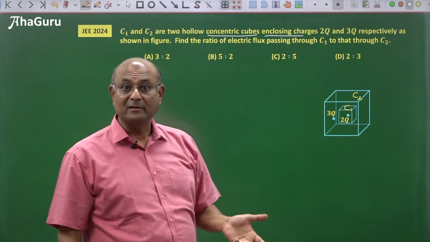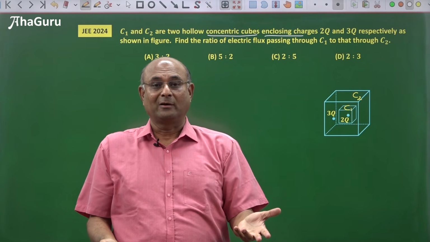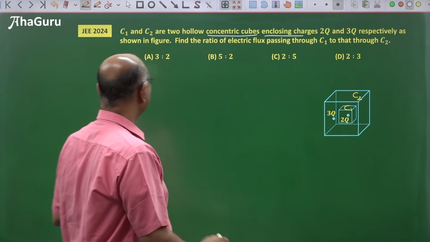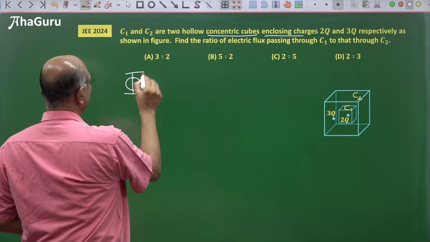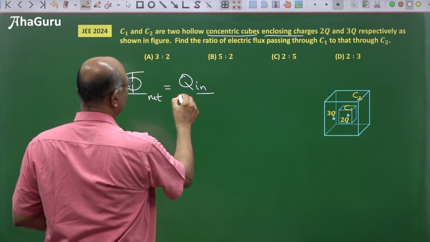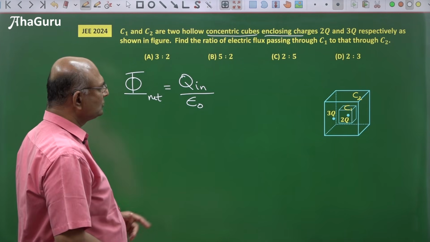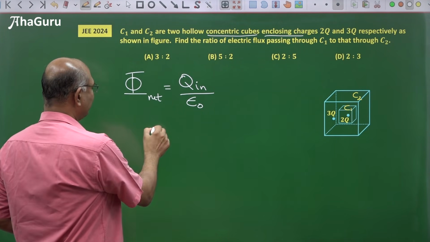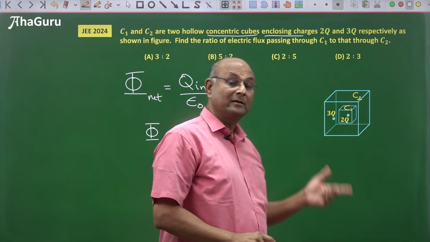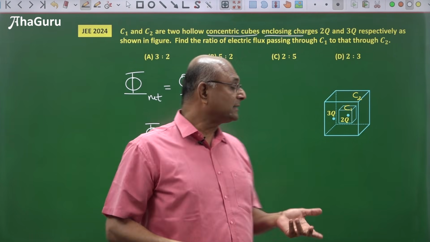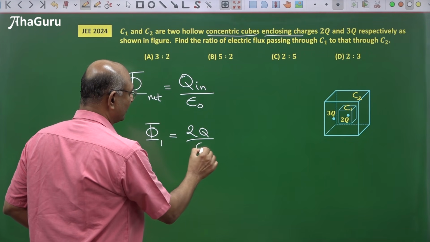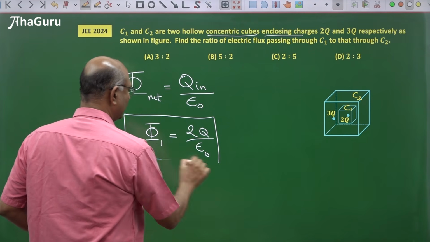What is electric flux? The net electric flux passing through a closed surface, Gauss law. What does it say? Phi is equal to charge inside by epsilon naught. So we know the basic rule that net flux through a surface is Q in by epsilon naught. So if I take C1, let me call it phi 1. Phi 1 is for C1, so that will be the charge inside. Will 3q matter? No. Why won't 3q matter? Because it's outside. So it has to be 2q by epsilon naught. This is for C1.